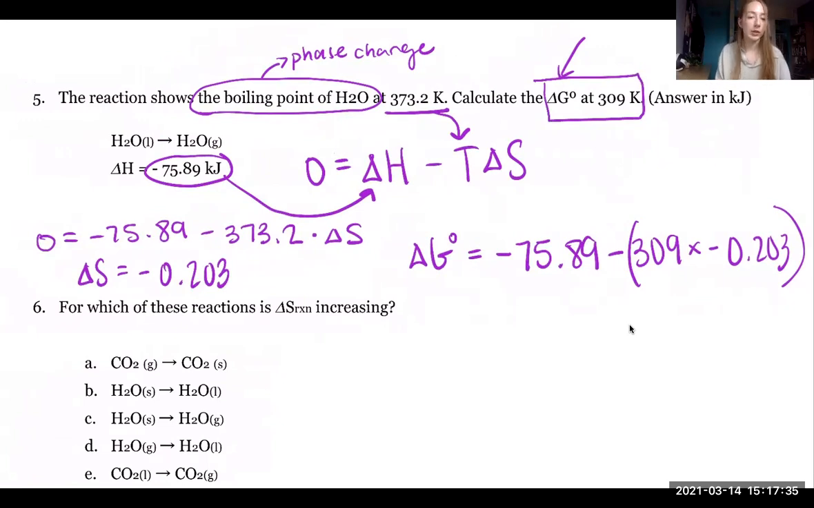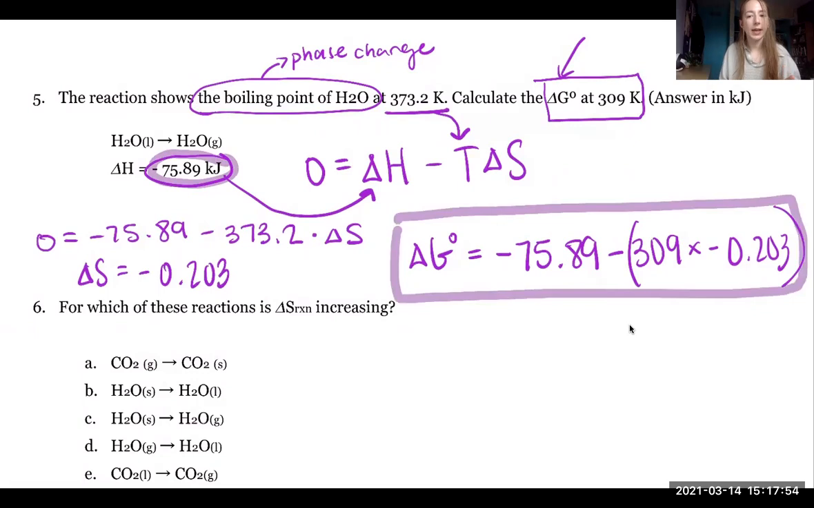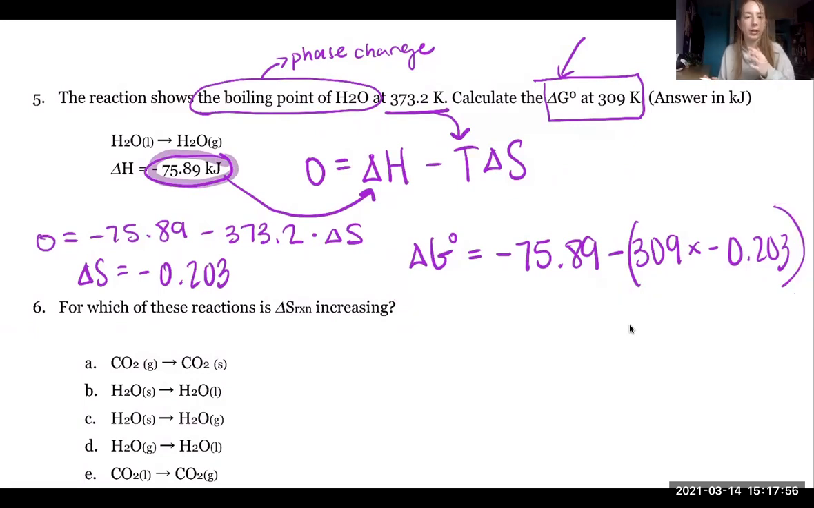But we will see this situation a lot, so try to recognize that if it does tell you a boiling point, you'll still be using the same delta H and the same delta S in the second part of the equation. I know it's a little confusing because they have different temperatures, and how is the same reaction happening at different temperatures? So we just have to keep it theoretical. We're getting to the boiling point at 309 K.